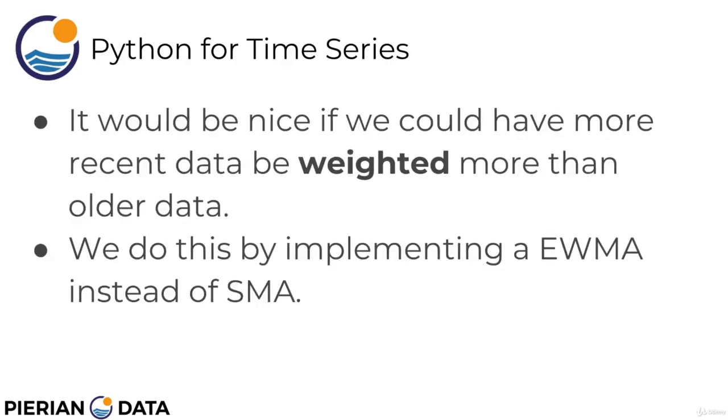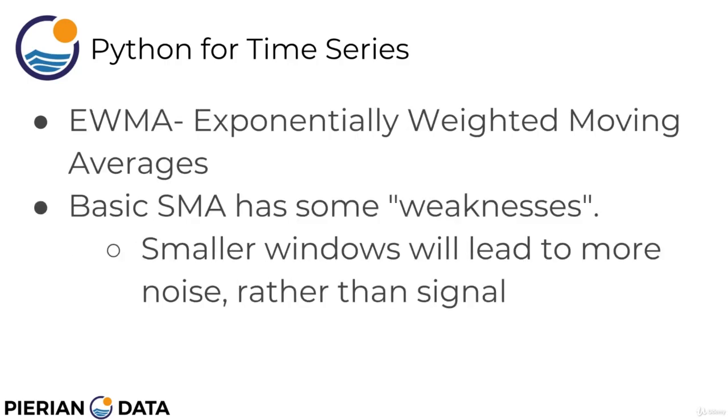So what would be nice is if we could have more recent data be weighted as more important than older data, because if it's more recent, then it's probably more reflective of upcoming future results. We can do this by implementing an EWMA instead of an SMA. An EWMA is an exponentially weighted moving average, and it attempts to overcome some weaknesses from basic SMA, simple moving averages.